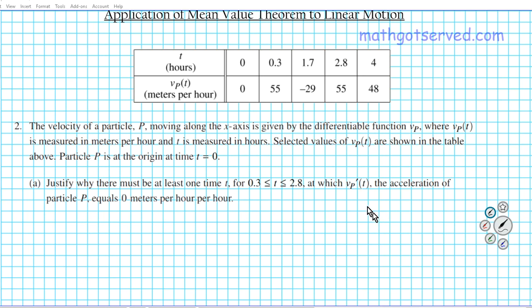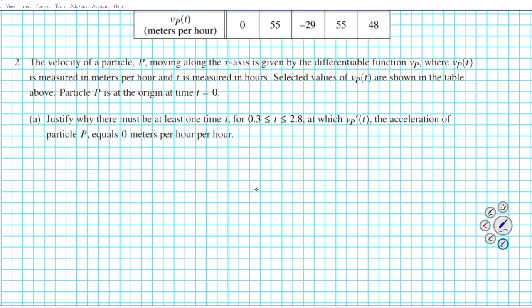Part A question. Justify why there must be at least one time t in the interval 0.3 to 2.8 at which v prime of t, the acceleration of the particle p, equals 0 meters per hour. So in this problem, we're being assessed on our ability to use the mean value theorem to solve problems involving linear motion.